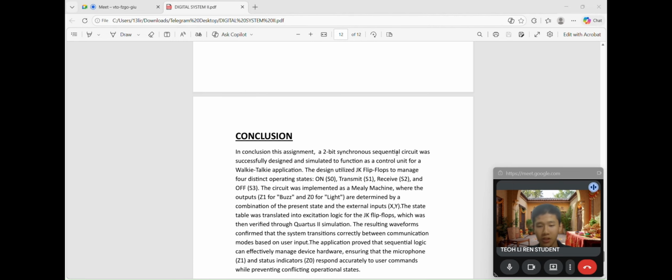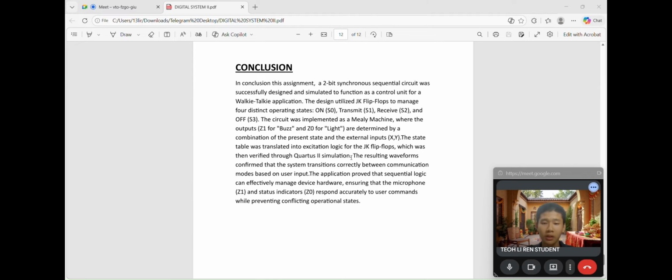Okay, next is the discussion. Is the conclusion. In the conclusion, the 2-bit synchronous sequential circuit was successfully designed, and we simulated it to function as a control unit for a walkie-talkie application. We use the JK flip-flop to manage our 4 states: transmit state, on state, receive state, and off state. The circuit was implemented as a Mealy machine where the outputs Z1 for the buzzer and Z0 for the light are determined by the combinational present state and the external input XY. And then we have verified the circuit through the Quartus 2 simulation.